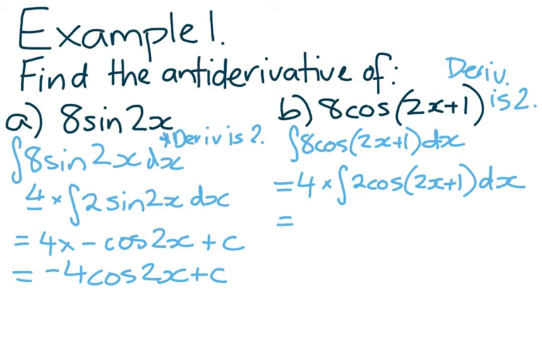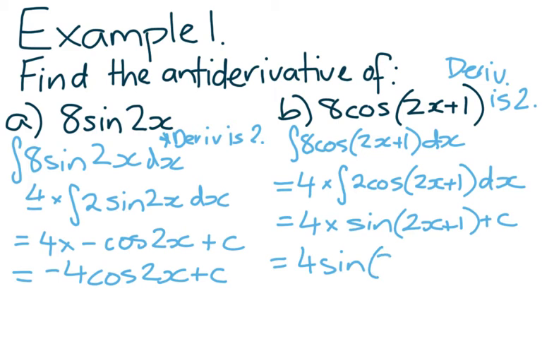So now we need to do the integral of cosine. So the integral of cosine is just sine. So we would have 4 times sine of 2x plus 1 plus c. And again, we just write it with 4 sine brackets 2x plus 1, close the bracket, plus c. And that's the first 2 examples done.